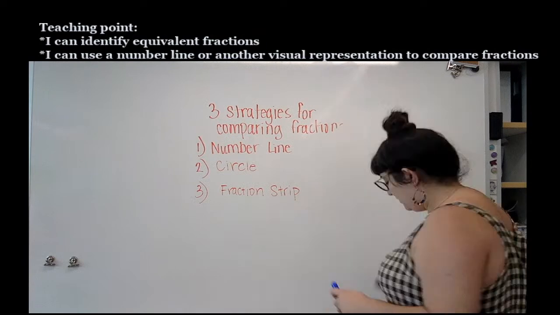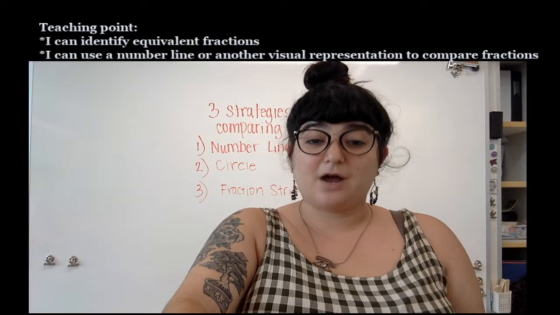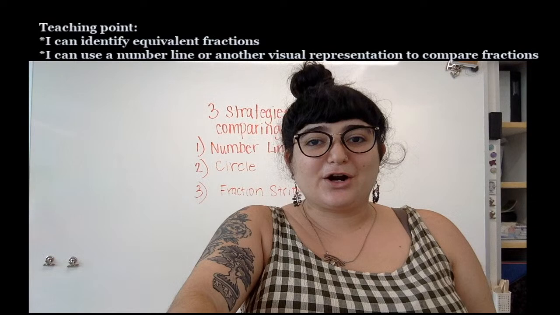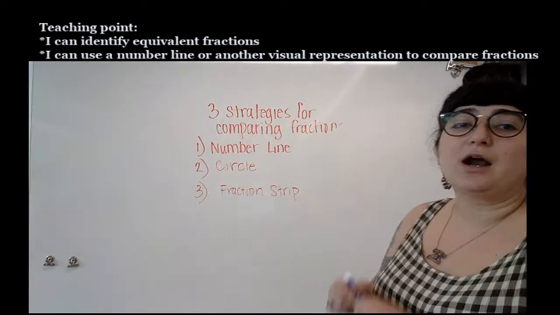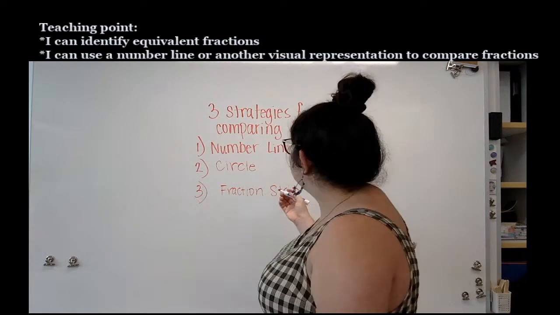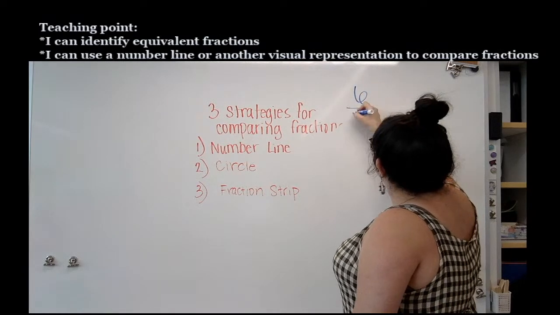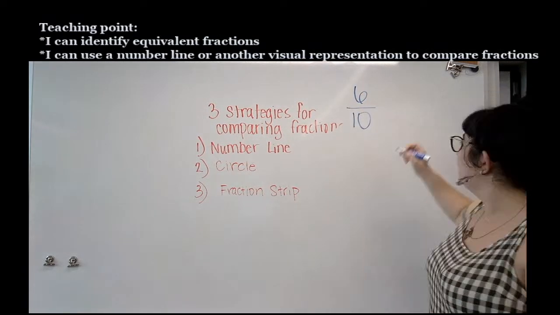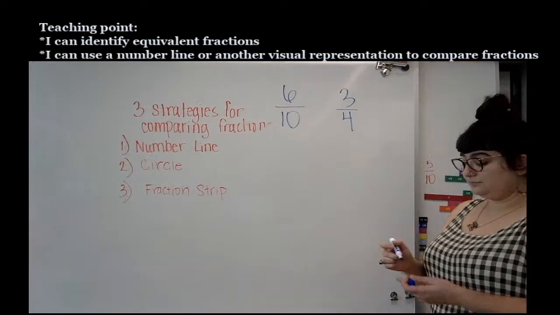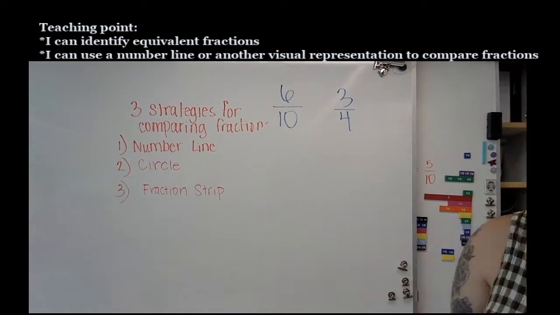Okay. Our next two fractions that we are going to compare together are the first fraction from our comparing fractions part 2. So we are going to take this fraction, which is 6/10 compared with 3/4. 6/10 compared with 3/4.